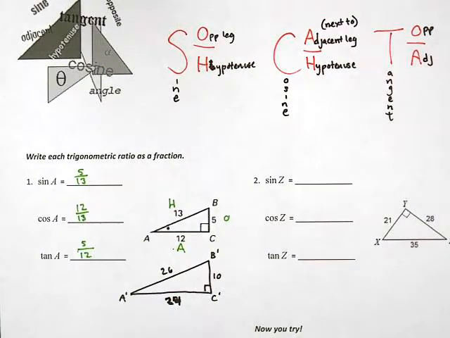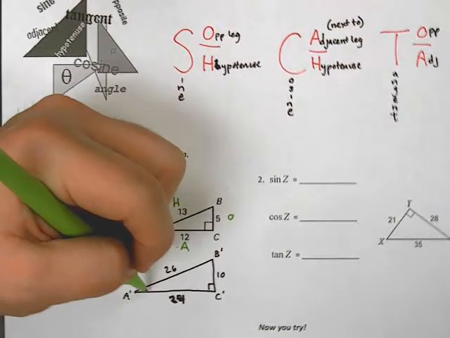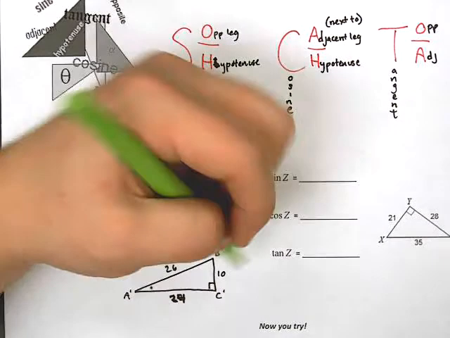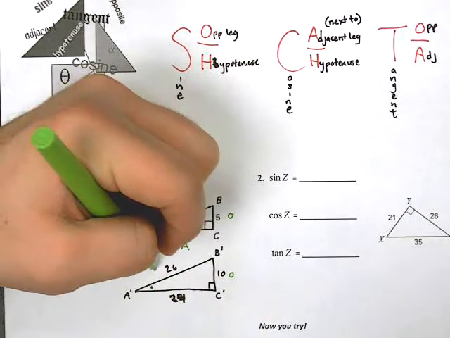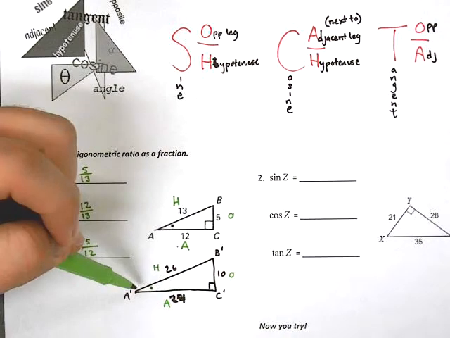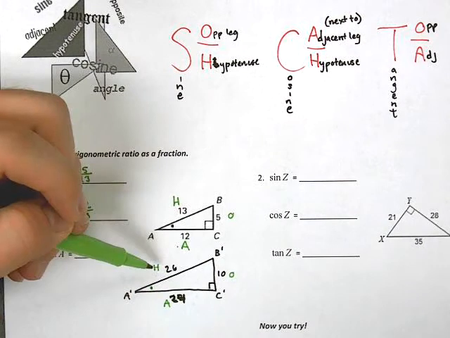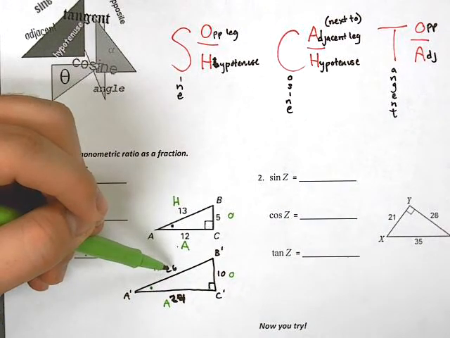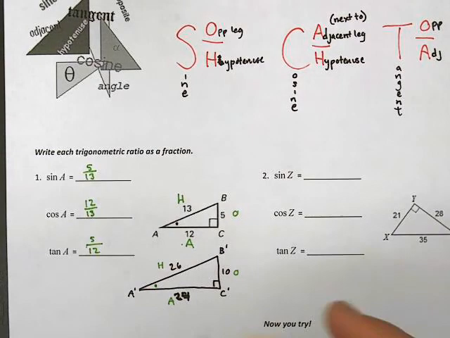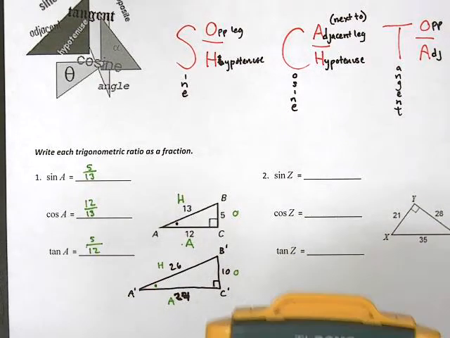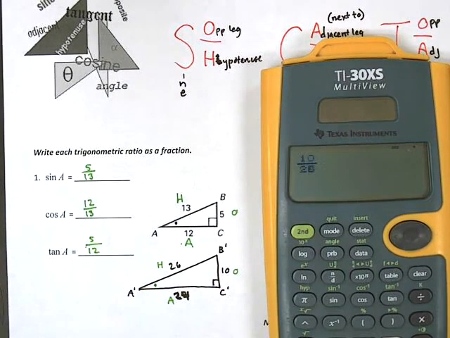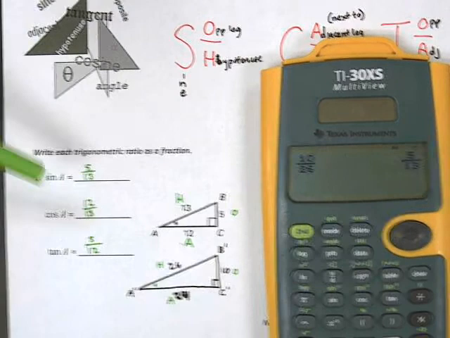Well, what's going to happen if I do the exact same exercise but with A prime? Alright, if I use A prime as my angle, well then this is my opposite, my hypotenuse, my adjacent, and if you notice, when I take the sine, I'm going to do opposite over hypotenuse, 10 over 26, but when I reduce 10 over 26, if I take out my calculator, 10 over 26, I get that 5/13 again.